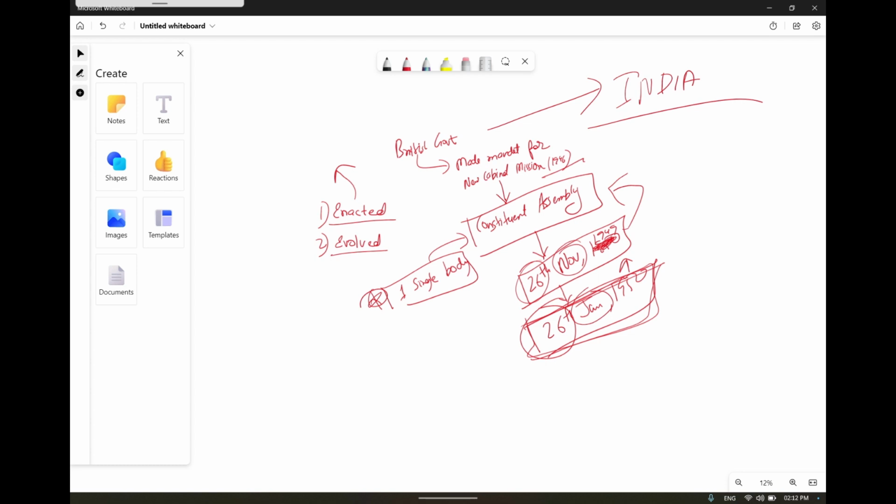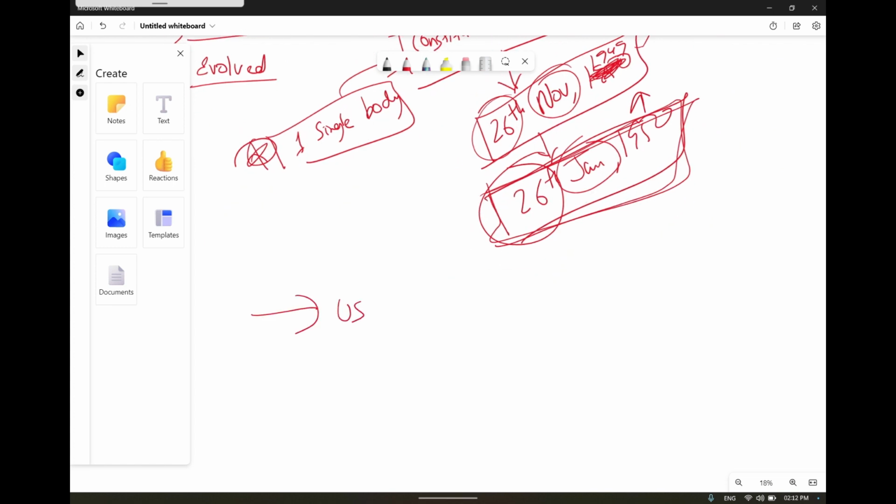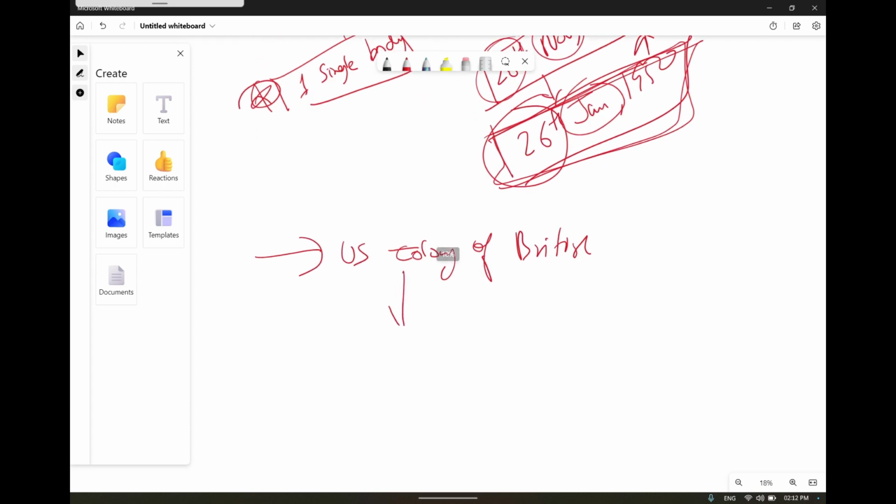Now if we tell how the US constitution was enacted, the US was also a colony of the British. British was ruling the various colonies of the US. So a war broke out after that within the US. What do we call it? This war was called the American War of Independence.